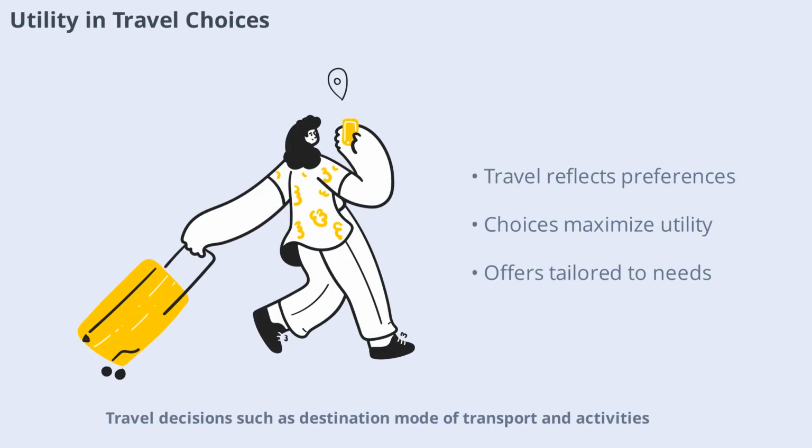Travel decisions, such as destination, mode of transport, and activities, are influenced by utility and preferences. Some travelers seek adventure while others prioritize relaxation or cultural experiences. Understanding these preferences helps travel companies tailor their offerings and improve customer satisfaction.